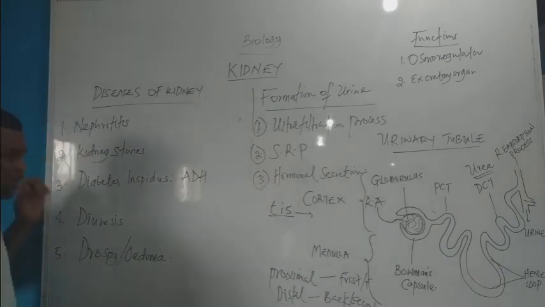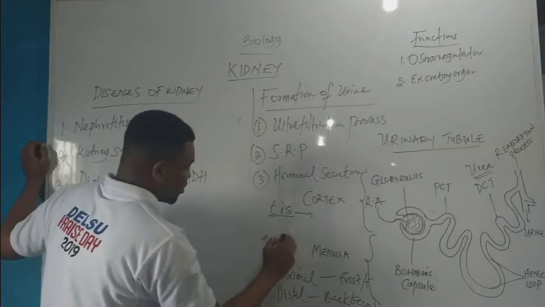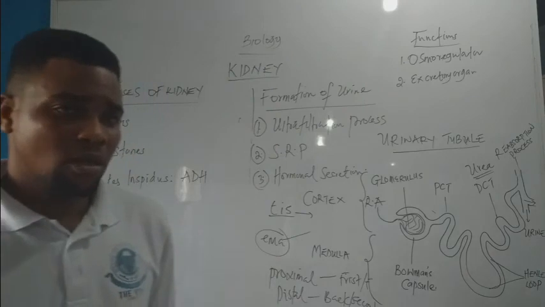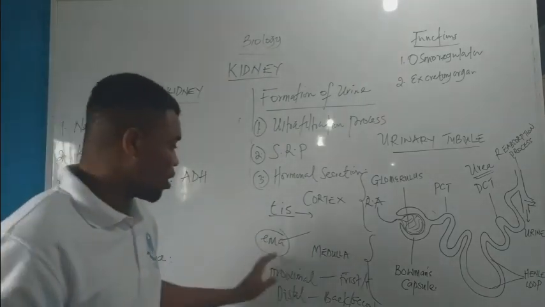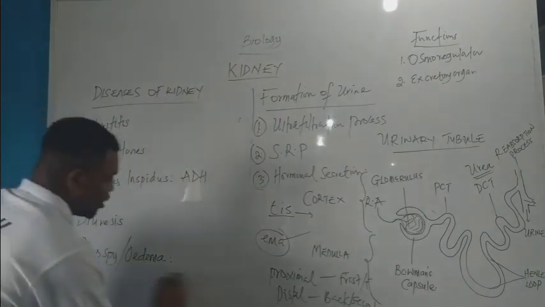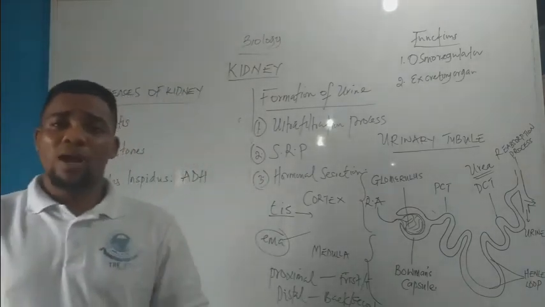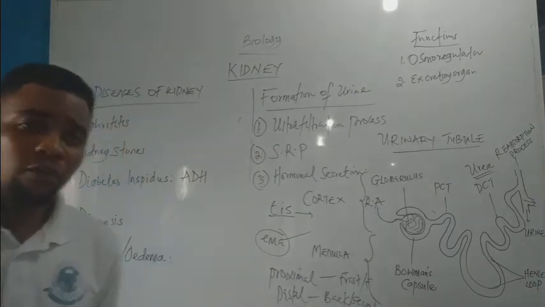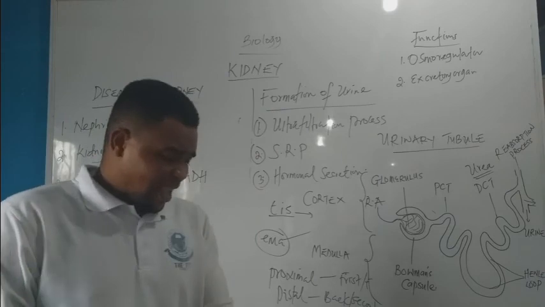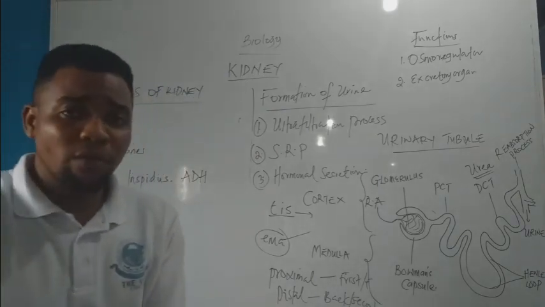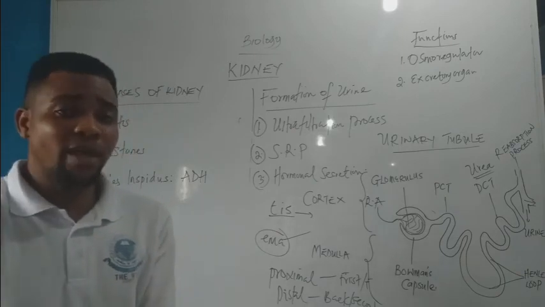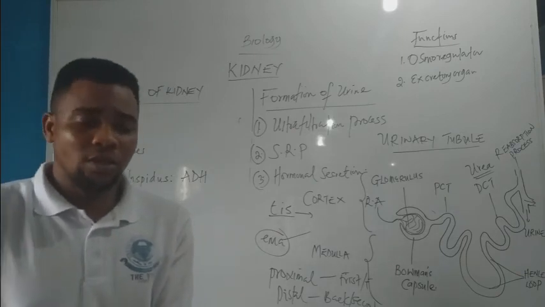Now, this part is what? Dropsy or edema. Now the word edema means accumulation of fluid, which could form swelling in the body. From the word dropsy, or edema, it means inability of the Bowman capsule to reabsorb water back to the body, which causes swelling of the body's surfaces. That causes pain and itch within the body. Thank you.